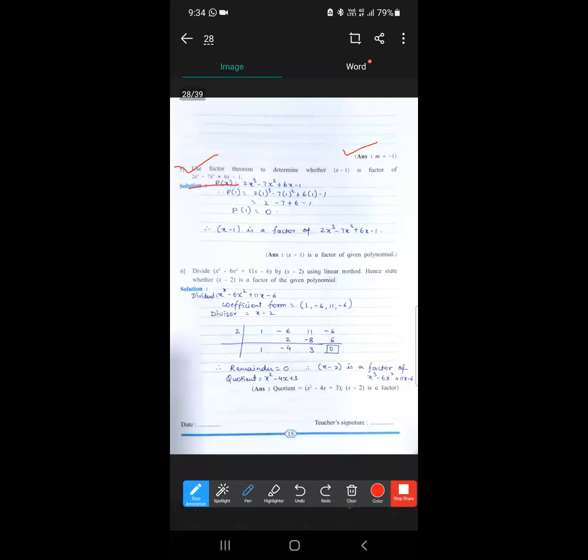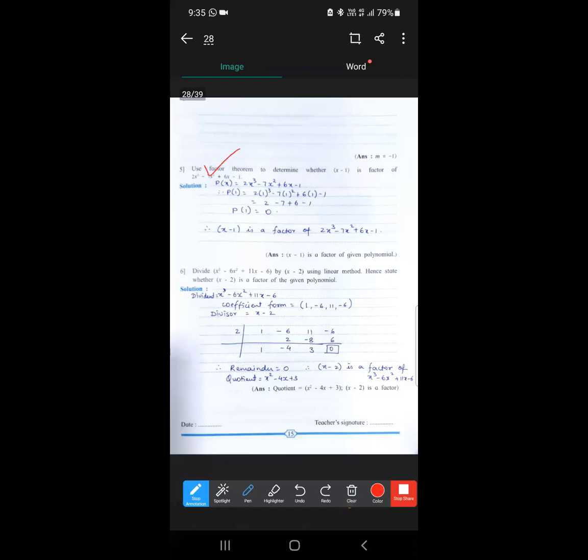Now there is one difference, students, in the factor theorem and in the remainder theorem. In remainder theorem, you just find out the remainder, as the name itself suggests, remainder theorem. There you need to find out only the remainder, by substituting the value of the given variable. But here in factor theorem, only one difference is there.